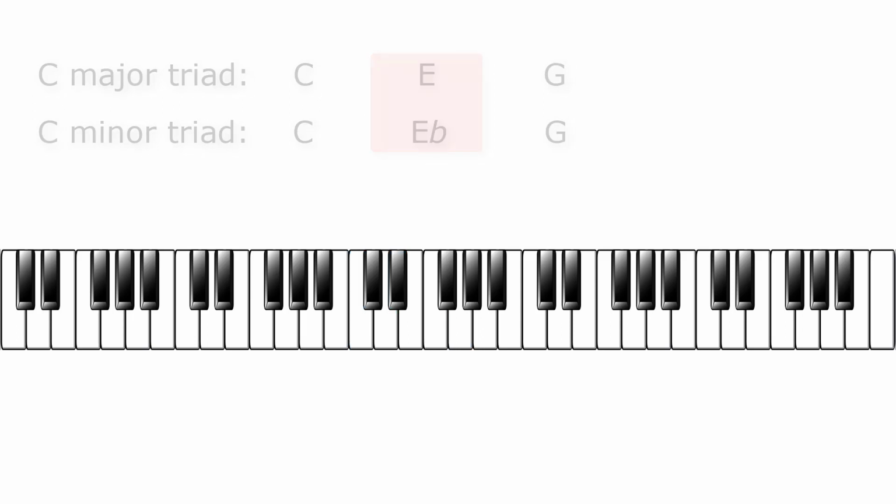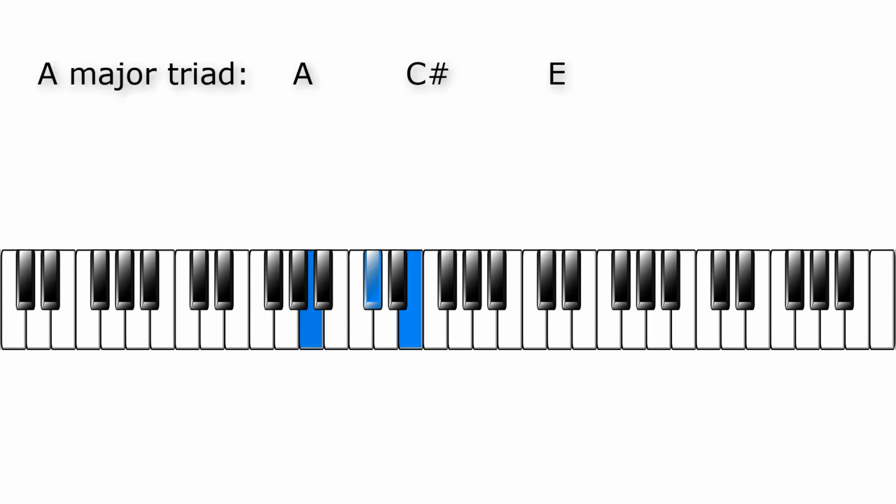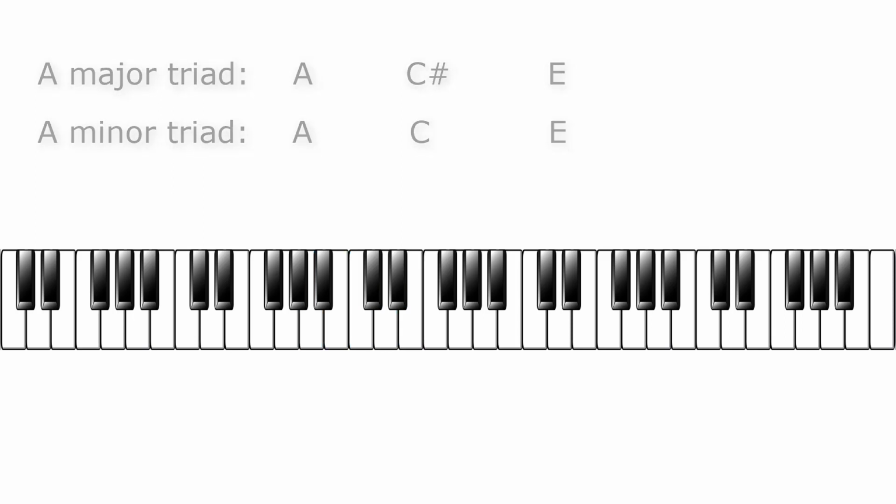So let me just quickly show you this also for A flat and E flat. The A flat major triad was A flat, C, E flat. Lower the major third, which is C, a half tone to C flat, and you have the A flat minor triad. Same thing for E flat.